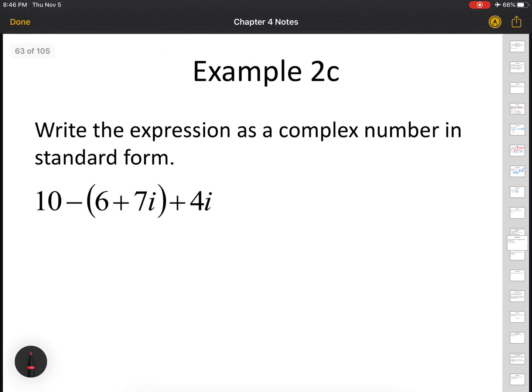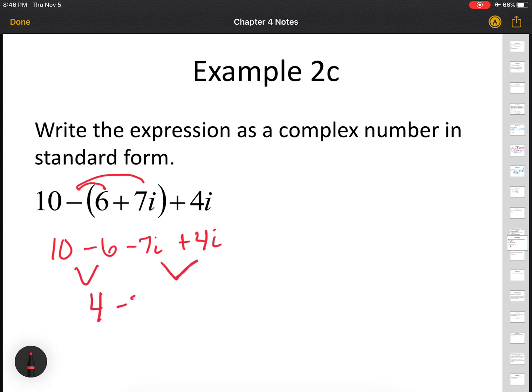And finally here with example C, what I'm going to do is take that negative and distribute it to the stuff inside the parentheses so I can get that taken care of easily, which basically just changes the signs on those two numbers on the inside of the parentheses. And again, I'm going to combine my real number, so that makes 4. And my imaginary part's negative 7 plus 4 is negative 3i. And that is it. There's my complex number.